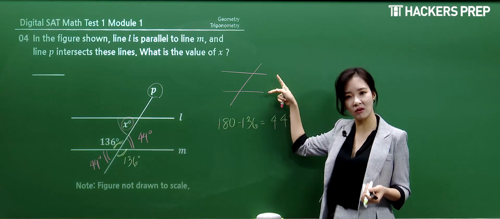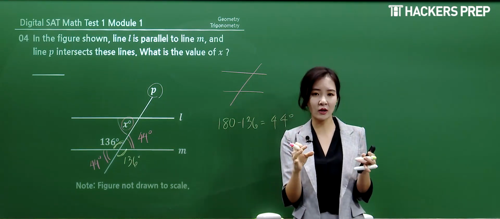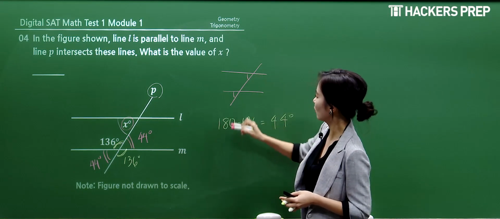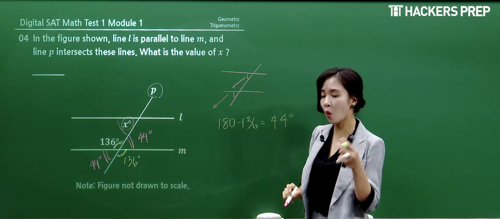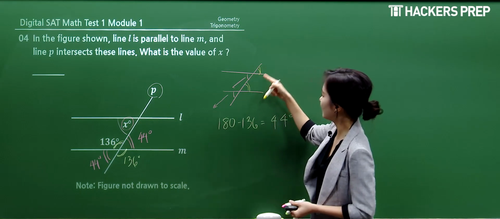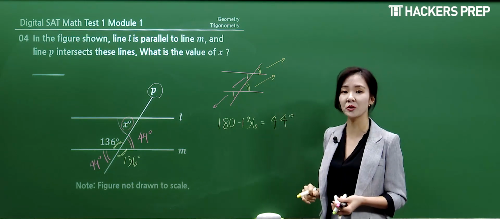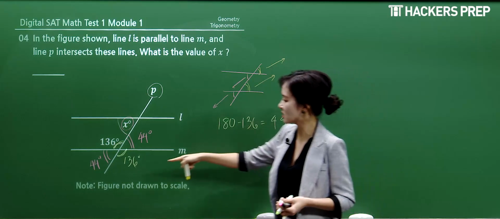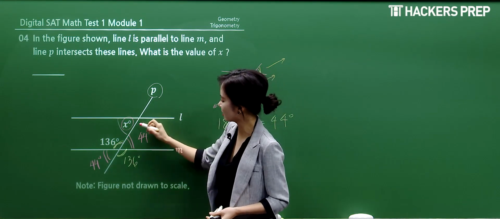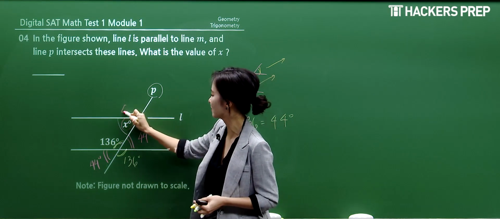Anytime that we have a set of parallel lines and a transversal line that intersects those, the angles that face the same direction, in this case this and this angle, or these two yellow angles, which are also facing the same direction, are going to have the same value, in this case 44. And so that means this top corresponding angle here, which is going to be x, is also 44 degrees.